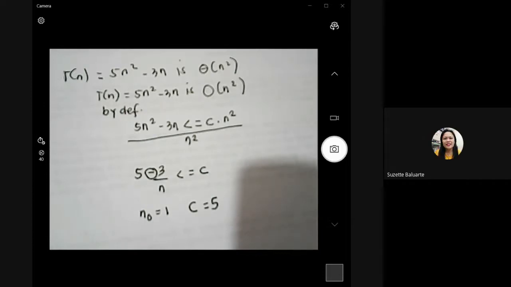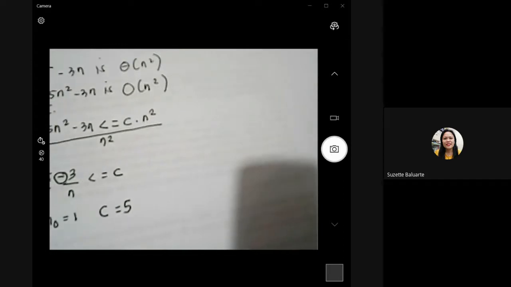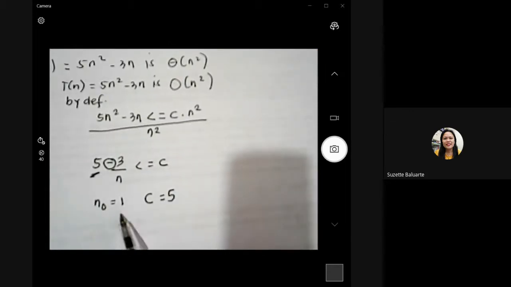Earlier was case number 1, with the plus. Now it is positive, so C is 5. If your N naught increases, will the value of C decrease? Yes or no? Let us look.